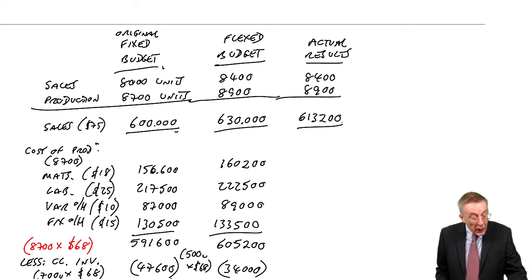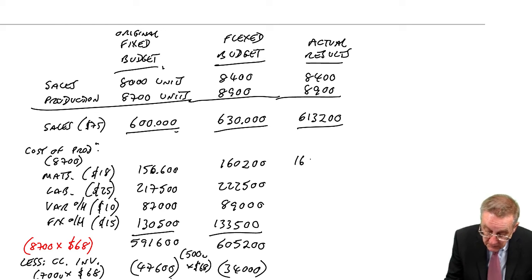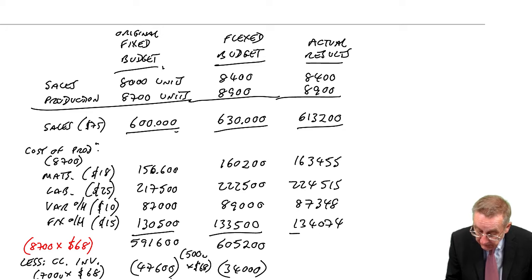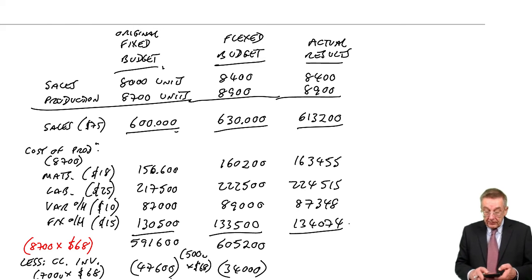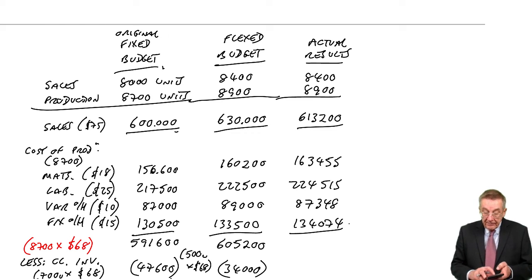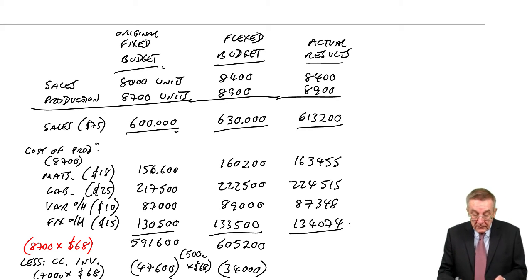What about the costs, though? Materials, we actually spent 163,455. Labour, 224,515. Variable overheads, 87,348. Fixed overheads, 134,074. So the actual cost of production, the total of those, 163,455, 224,515, 87,348, 134,074.